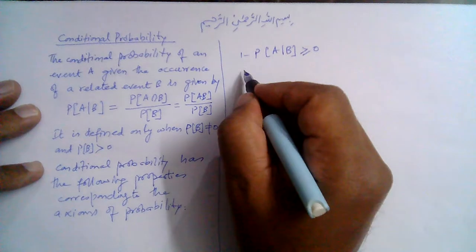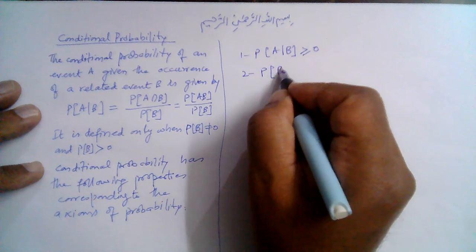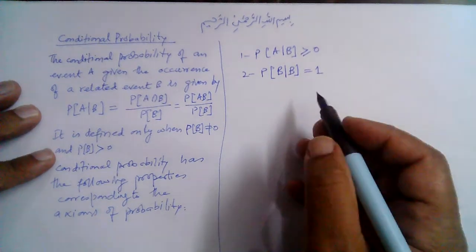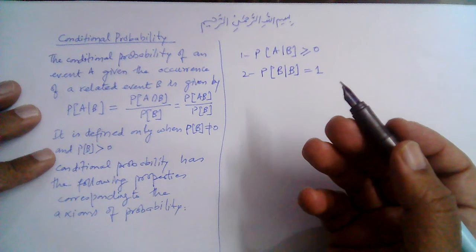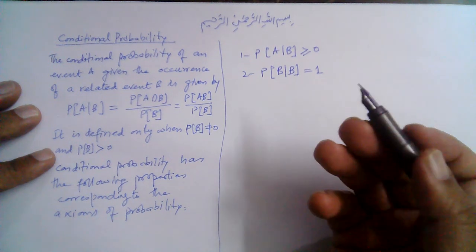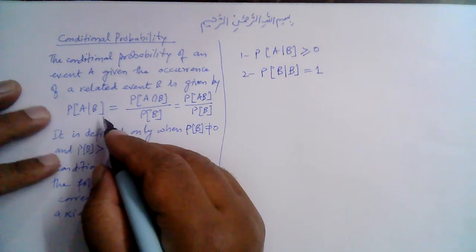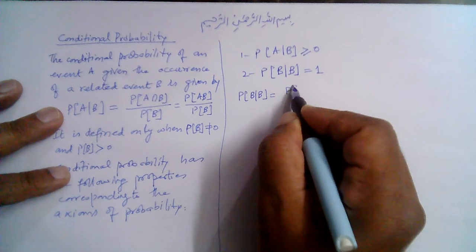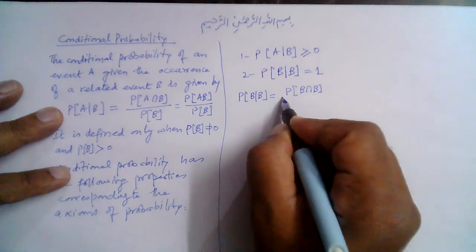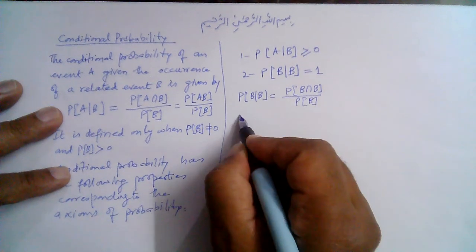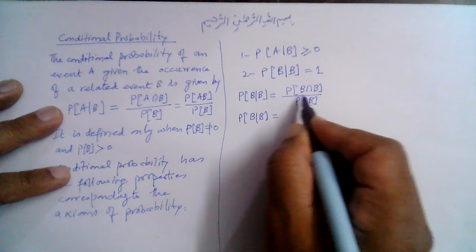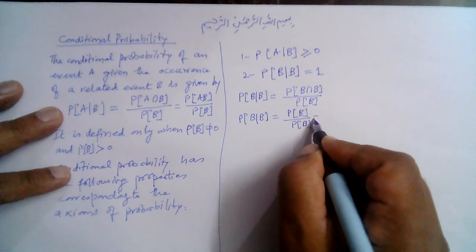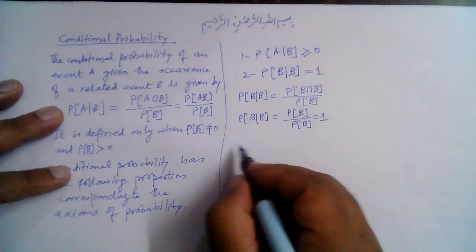It cannot be negative. Number two, probability of B given B is equal to 1. This is quite obvious. B has occurred, so the probability is 1, right? So it is a certain event, and we can derive this also. Probability of B given B is equal to probability of B intersection B divided by probability of B. We know that the intersection of B with B itself is B, so this is 1, right?